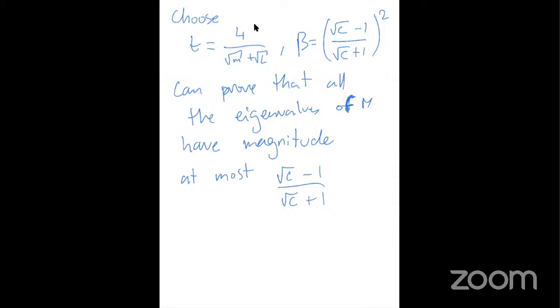So this tells us then that the norm of xk minus x star is at most square root of c minus 1 divided by square root of c plus 1 raised to the power k times the norm of x0 minus x star. Okay, so this essentially finishes the proof. So if you put everything together, okay.